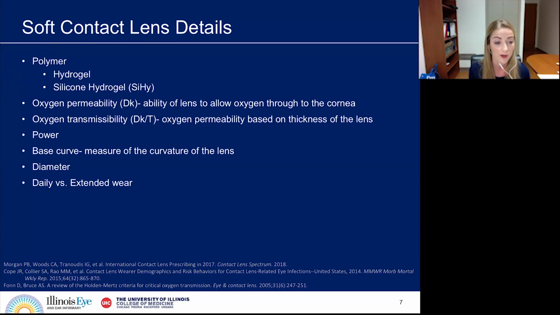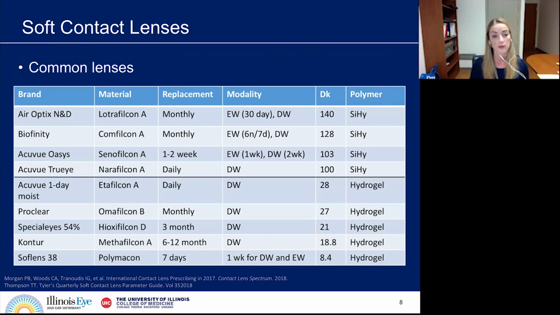Power is another parameter. Base curve is the measure of the curvature of the lens. As that number increases, the lens is flatter. And then the diameter of the lens and daily versus extended wear. So daily means that the patient is wearing the lens during the day and disinfecting overnight, versus extended wear is wearing it full time.